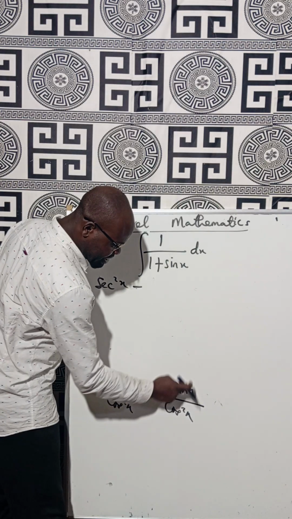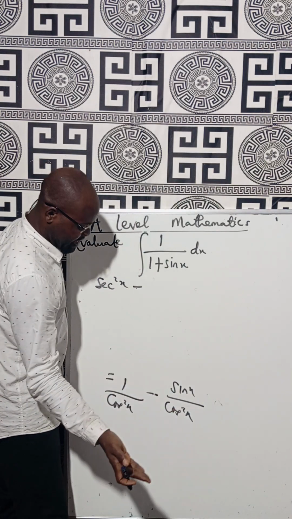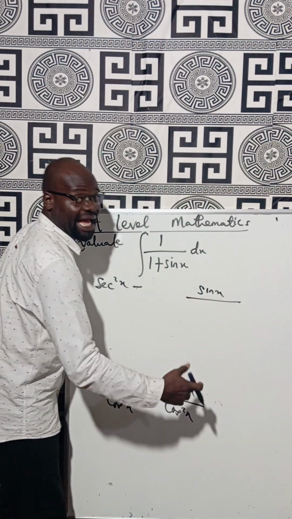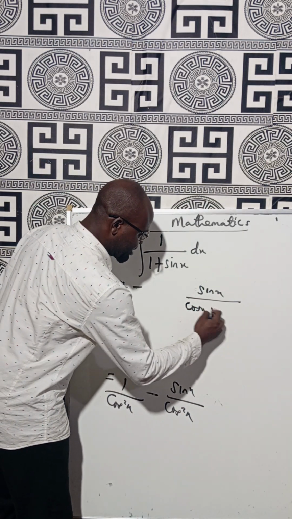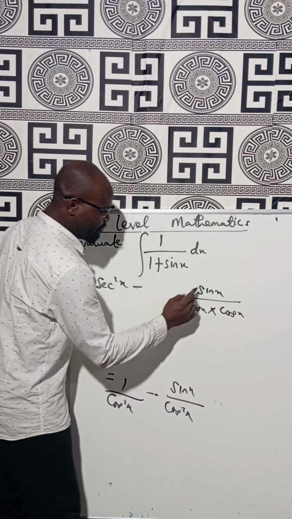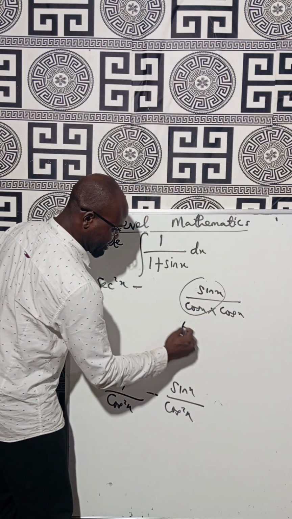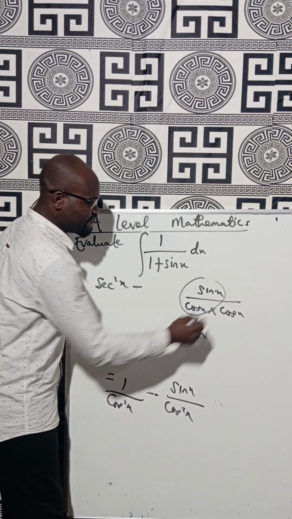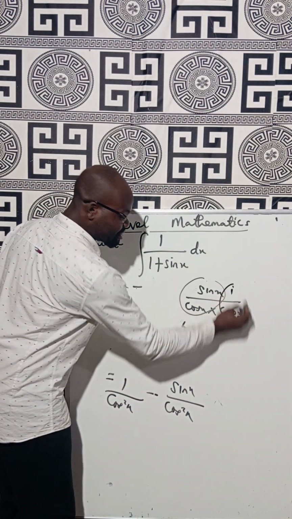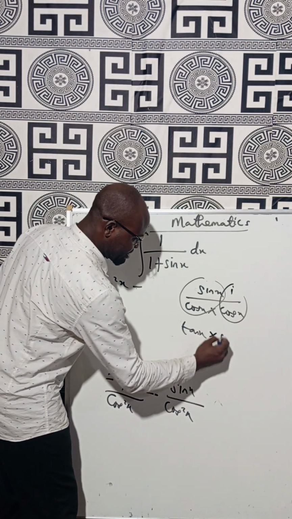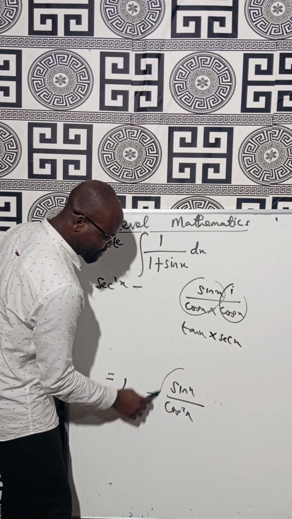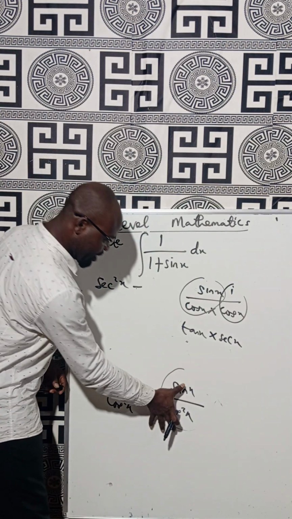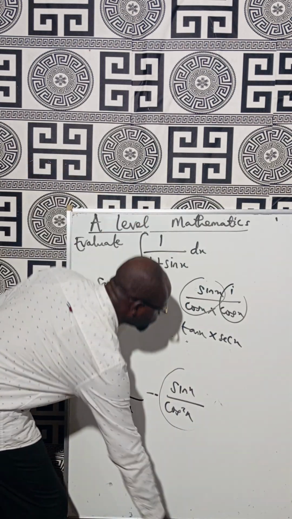This cos square x means cos x times cos x. So we can say sine x all over cos x times cos x. So this sine over cos is tan. Don't forget, in trigonometry, sine all over cos is tan. There's a 1 here. 1 over cos is what? Is sec. So times sec x. You can see now. That means this whole expression means tan x sec x. And that's what I'm going to put here now. So we have tan x sec x.